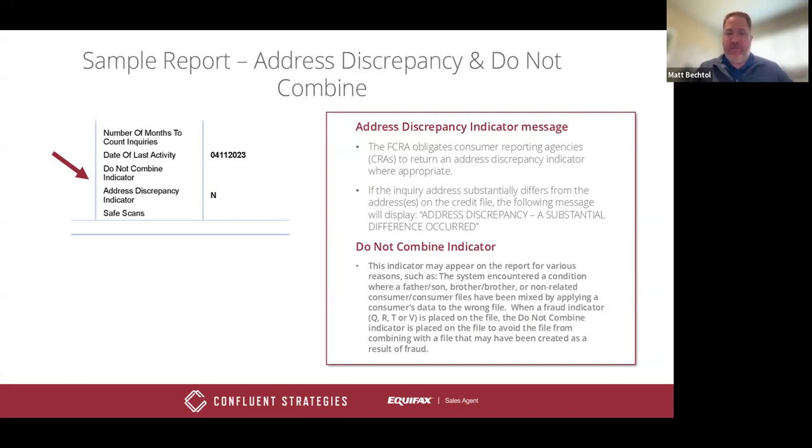And if they put a do not combine indicator on there, it could be an indicator that that person may have previously been a fraud victim. It's something worth looking into, especially depending on the other information that you see in the report. We'll go into some other details on factors like date of last activity and file created dates to give you an idea of putting together the picture of, do I think I'm looking at the correct full report for the individual that I'm working with?